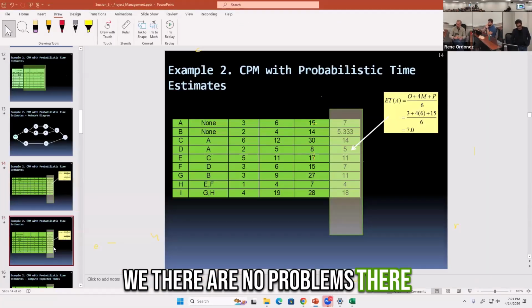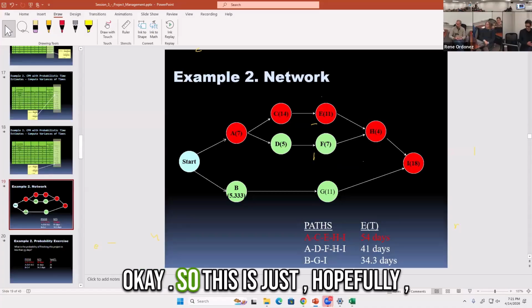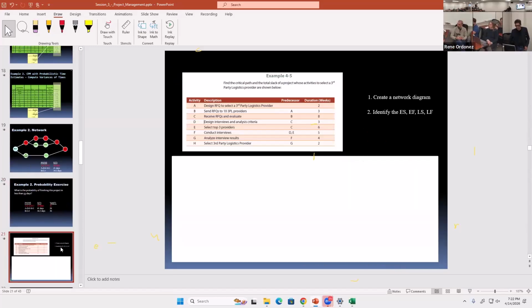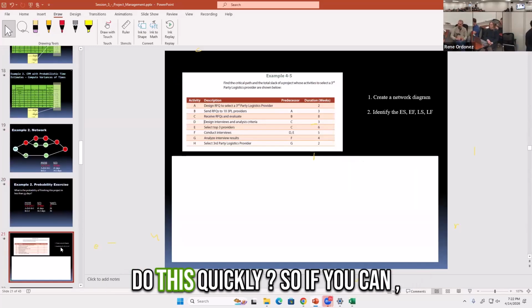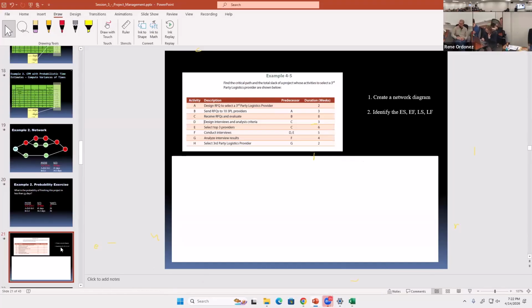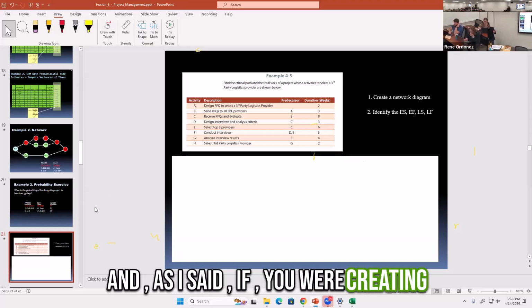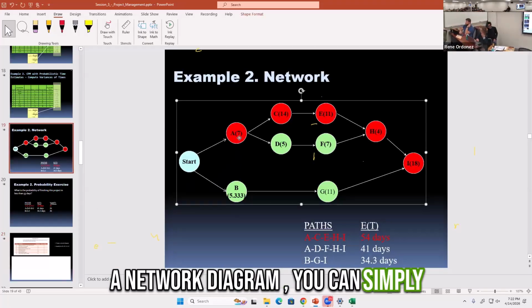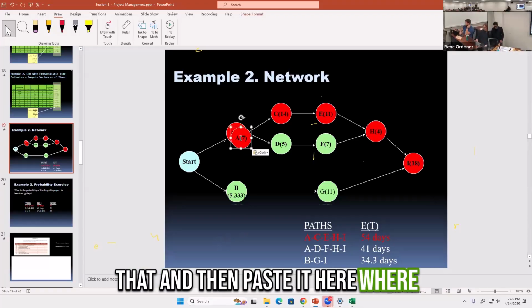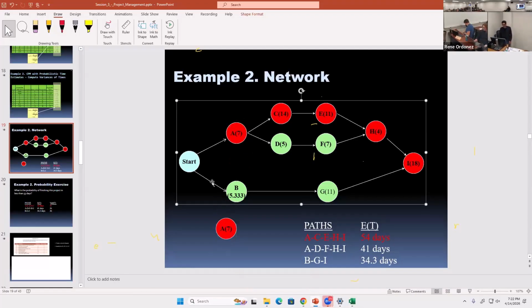Are there more problems there? Oh, okay, so this is just what we identified earlier. You want to do it in a short break? If you can develop a network diagram, you can do this in 5 minutes. And as I said, if you were creating a network diagram, you can simply copy that and then paste it here, wherever. So you don't have to recreate the arrows and the nodes.